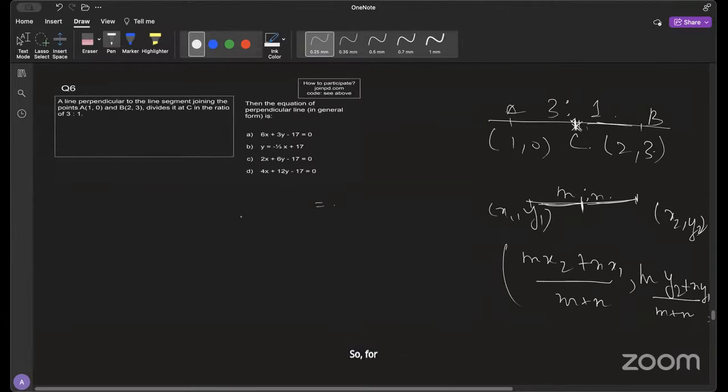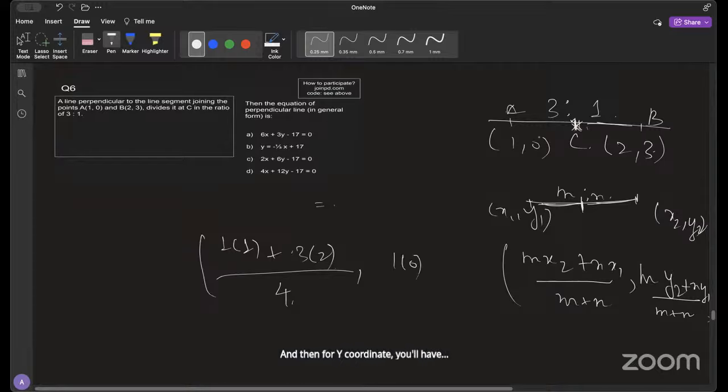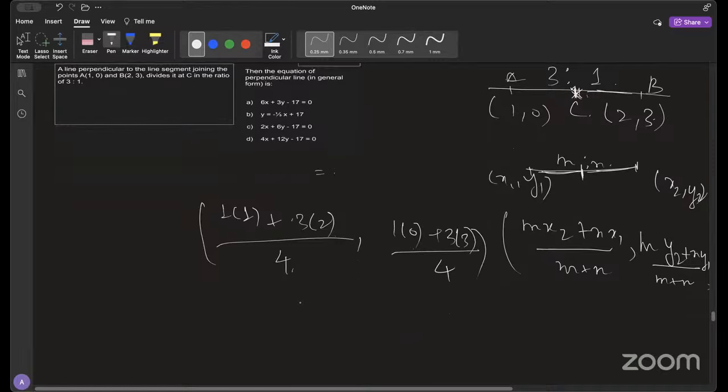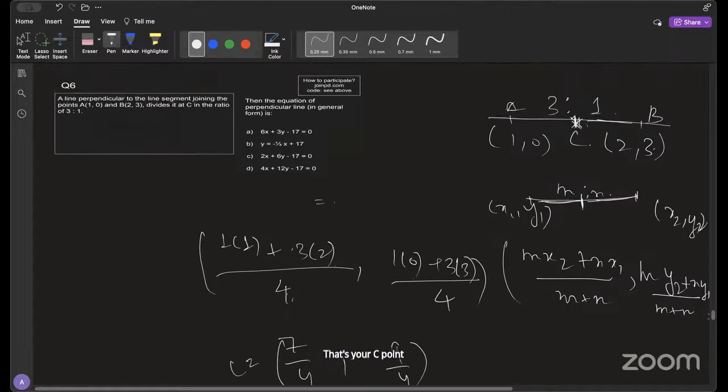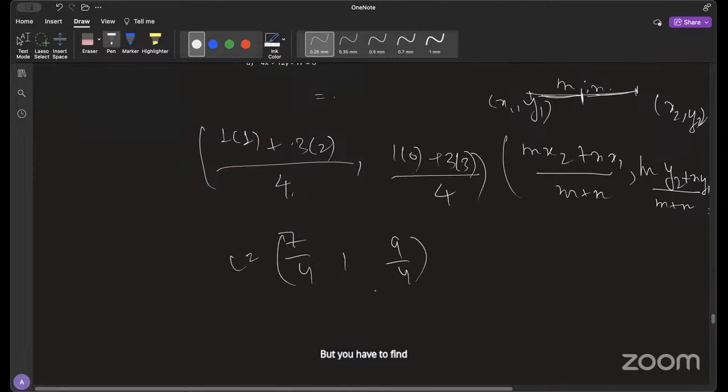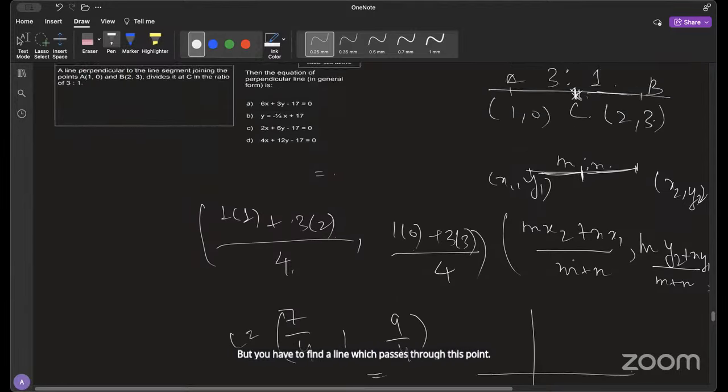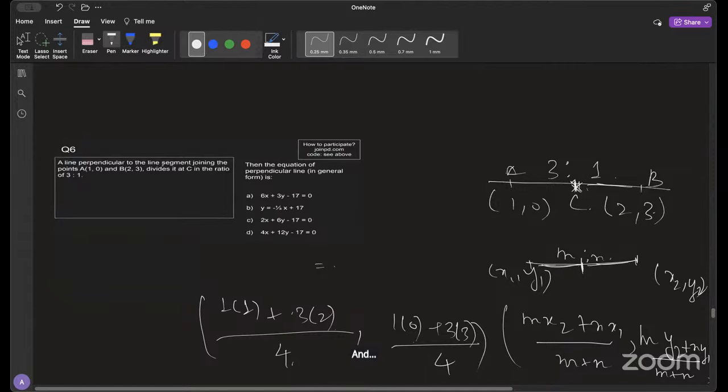So for this one you'll have 1 into 1 plus 3 into 2 divided by 3 plus 1, 4. This is your x coordinate. And then for the y coordinate you'll have 1 into 0 and then 3 into 3 by 4. So this is going to be 7 by 4 and this is going to be 9 by 4. That's your C point. But you have to find a line which passes through this point and is perpendicular to the given line.